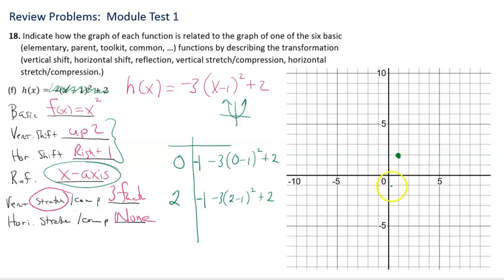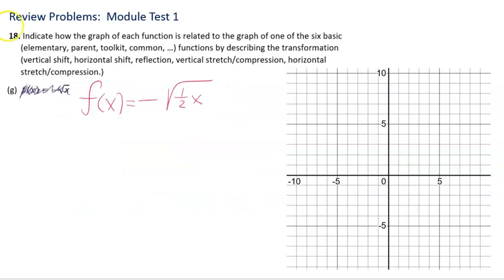So 0, negative 1 is here. And then 2, negative 1 is here. And here's my parabola shape. Notice how it's skinny because we stretched it by a factor of 3, so it's skinnier than your regular parabola. And there you go. Let's do one more like this.